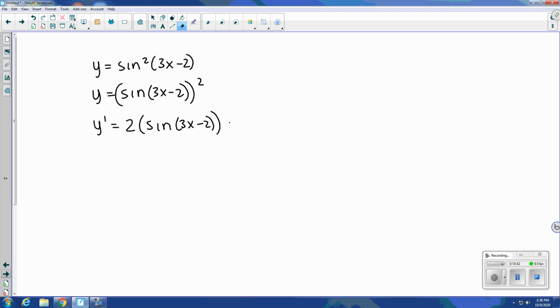So derivative of sine of 3x minus 2. We're going to do the outside, still composed with the inside, times derivative of the inside. So a multi-layered chain rule application. Clean it up.